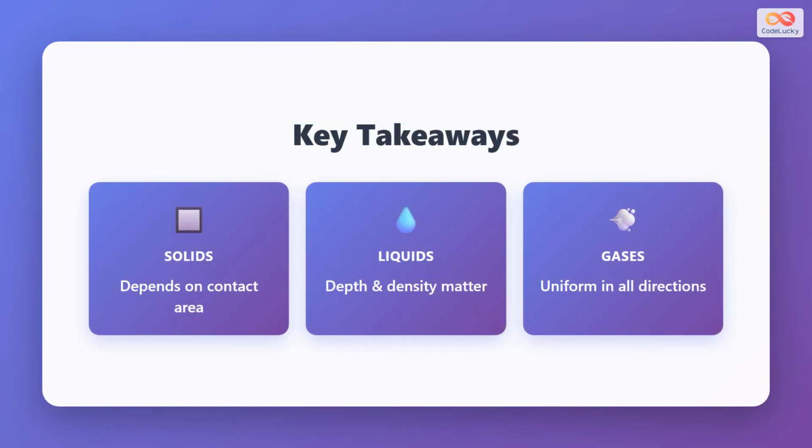Let's summarize the key points. In solids, pressure depends on the contact area between surfaces. The smaller the area, the higher the pressure. In liquids, both depth and density matter. Pressure increases with depth and varies with the liquid's density. In gases, pressure is uniform in all directions and results from molecular collisions with container walls. Understanding these differences helps us explain countless phenomena in our daily lives.